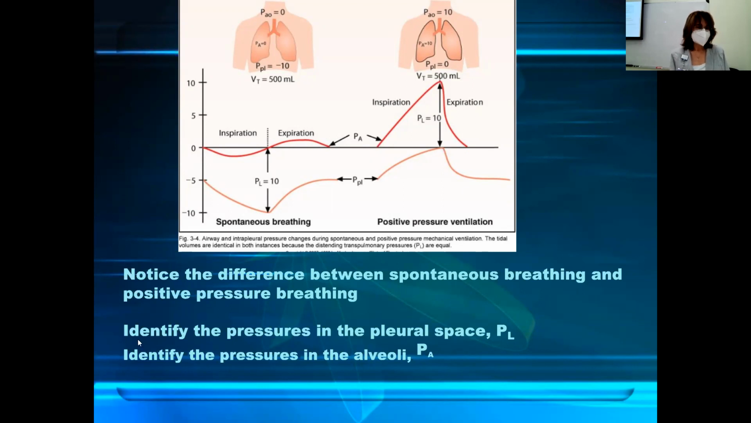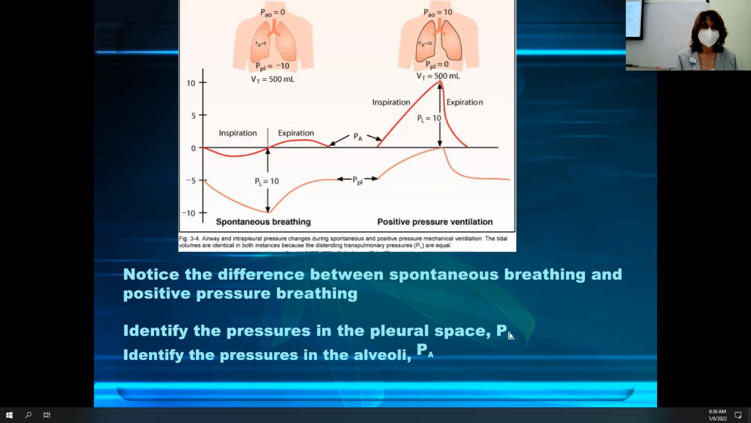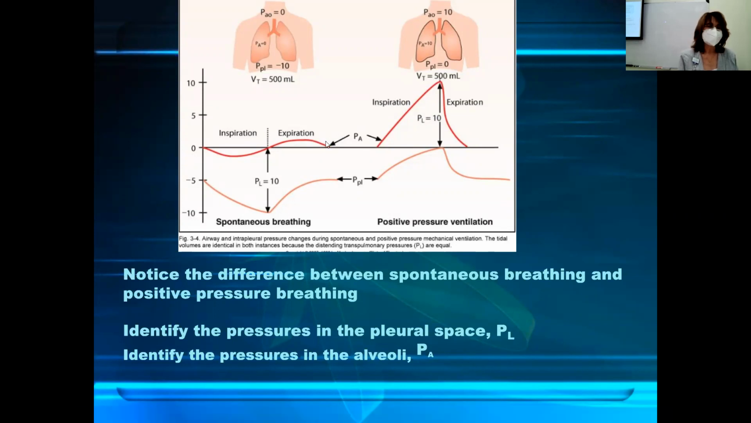All right, did we do everything? It says identify the pressures in the pleural space, which is abbreviated PL. And we did. We saw the pleural pressures with spontaneous breathing around -10 at peak inspiration. But when you have somebody on the ventilator and you're pushing air into their lungs, it's 0 at end of inspiration. Then it says identify the pressures in the alveoli. We did that as far as spontaneously negative on inspiration compared to positive pressure ventilation, and it's all positive pressure.